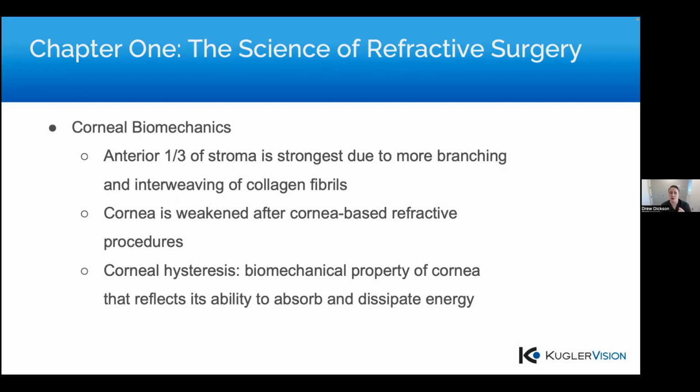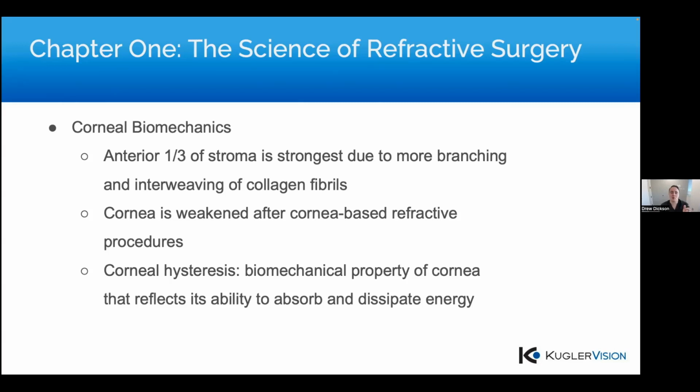So that's what we're always worried about in performing corneal-based refractive surgery: do they have enough corneal tissue? Is their corneal tissue normal? Is it strong enough? We'll get into talking about that a little bit more, but it's important to know that the anterior 1/3 is usually the strongest, and that is the spot that we're actually operating on the most, typically with most of the surgeries we do.